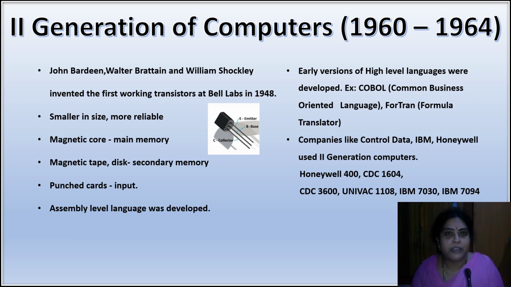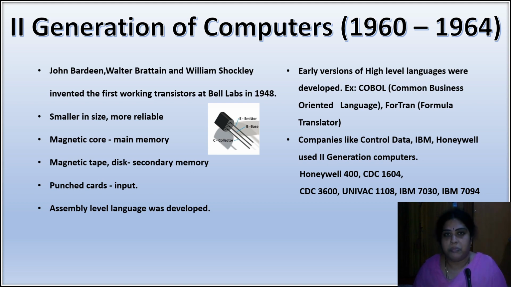Assembly languages were developed. Assembly language is a language which contained both mnemonics as well as numbers. It was not only zeros and ones. So it was much easier to code in assembly language, and along with it the assembler was also developed to convert this assembly language into machine language. Early versions of high level languages like COBOL and Fortran started developing during this generation, and IBM, Honeywell and many other computer companies started using second generation computers.